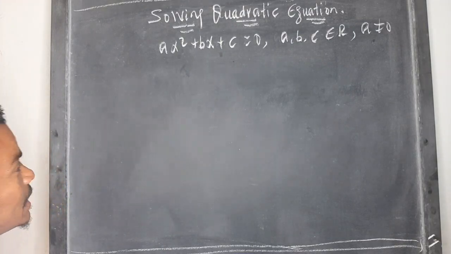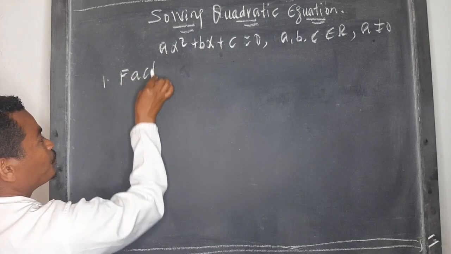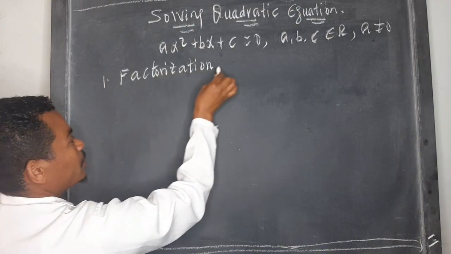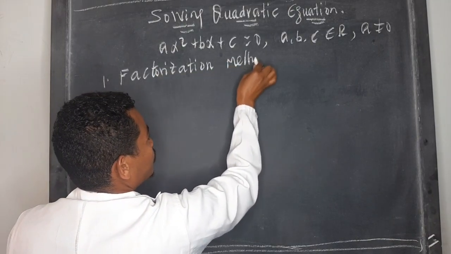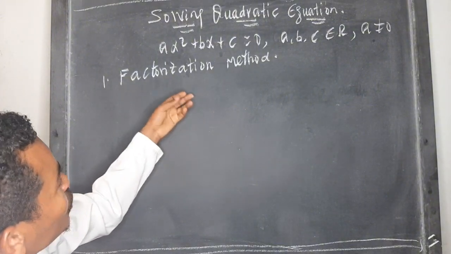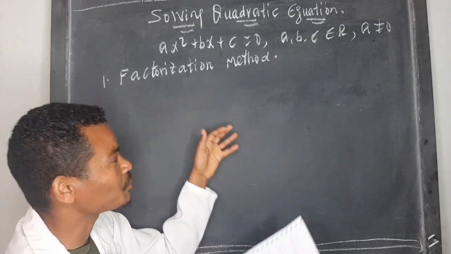Okay, so let's see each one by one. The first one is the factorization method. Factorization method is just factorization. Factoring a quadratic equation means expressing a given quadratic equation as a product of terms.